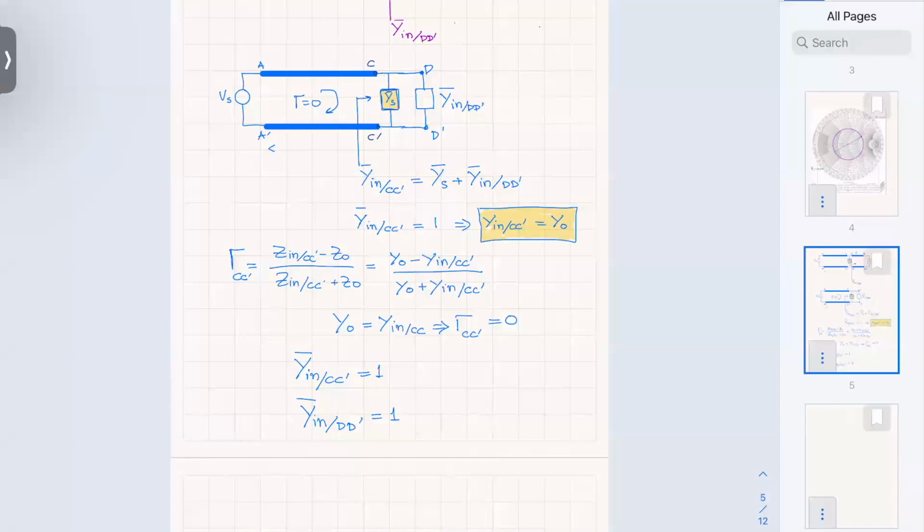Since YS is only reactive, it has a j, all right, because we don't put resistances there. Then Y input at CC prime is 1, normalized. That means that Y input at DD prime has to have as a real part 1. So that says this one here. Okay, why is that important?